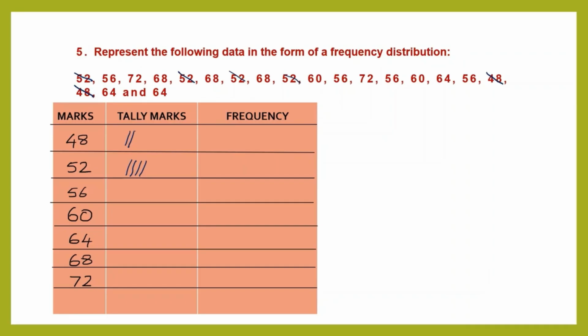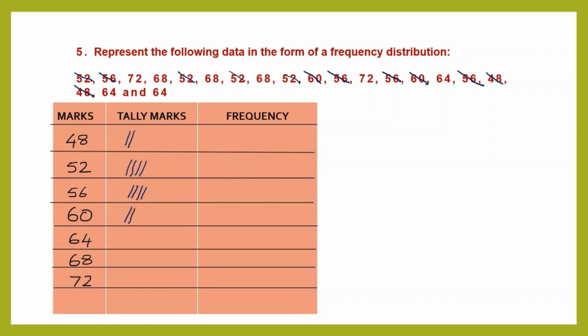Now let's look at 56. In the first row we have 1, so 1 tally mark. Then we carry on in the first row. Again we have one more, so one more tally mark. Then one more, so put that. Don't miss out anything. There's one more towards the end. That's 4. We have only four 56s. Let's go to 60. In the first row we have 1, so put the tally mark. There's one more in that same row. That's it. We don't have any more.